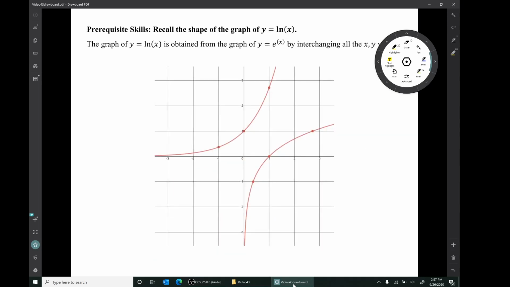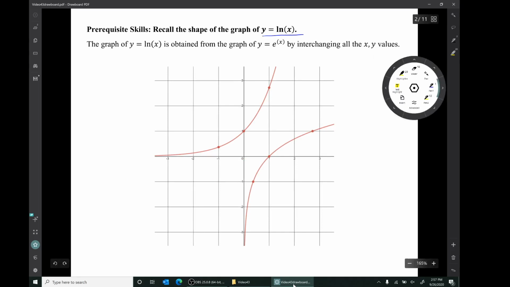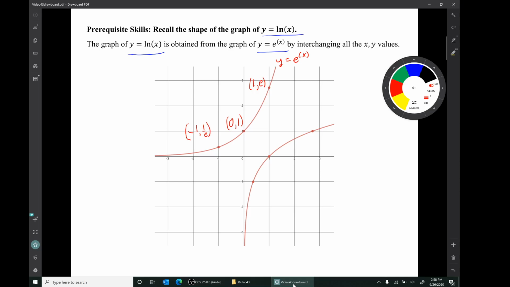It's worth recalling the shape of the graph of y equals ln of x and why it has that shape. Remember that the graph of y equals ln of x is obtained from the graph of y equals e to the x by interchanging all the x, y values. So let's label the distinctive points on the graph of y equals e to the x. There are those 3 distinctive points. We interchange the x, y values of those points and we get these new points. Those are points on the graph of y equals ln of x.